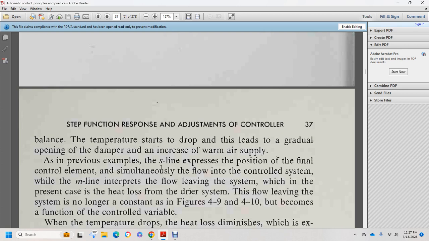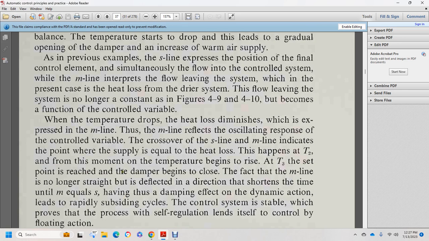This flow leaving the system no longer counts as in figures 4-9 and 4-10, but becomes a function of the control variable. When the temperature drops, heat loss diminishes, expressed by the M line, which reflects the oscillation response of the control variable. The S line and M line indicate the point where the supply equals the heat loss.